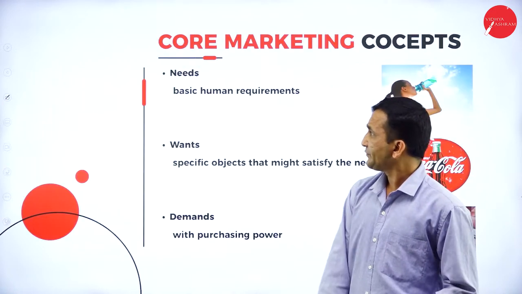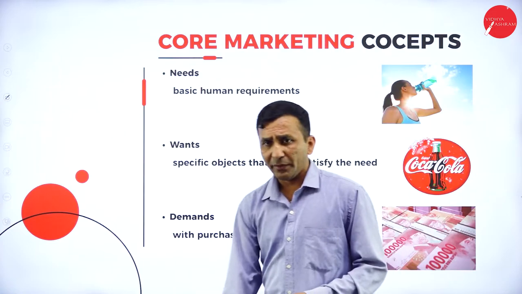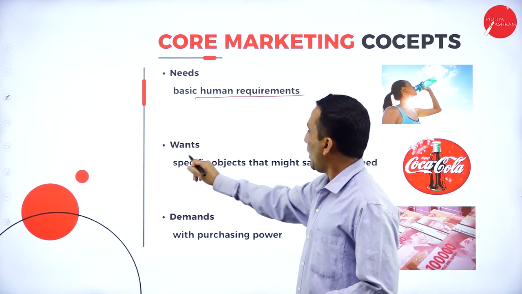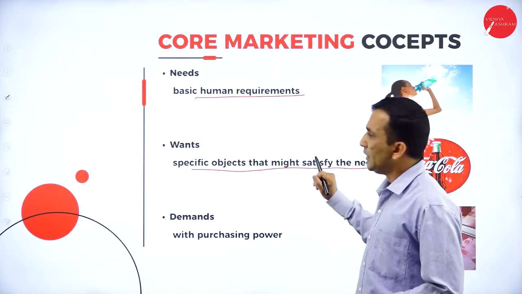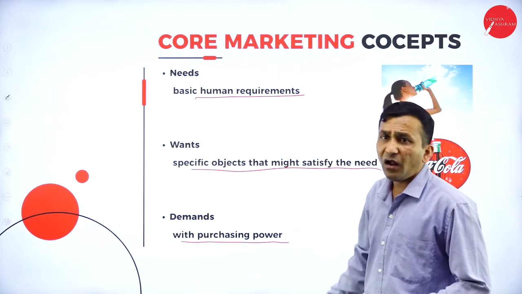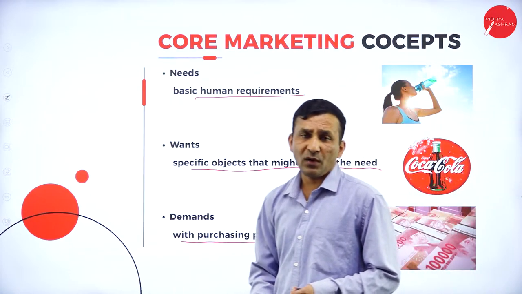Moving forward. So here is one more image. One more image you are able to see. Need, the basic human requirement. Want, a special object that might satisfy the need. Okay. And demand is nothing but the purchasing power or ability to buy the product or get a service from the service provider. Okay.